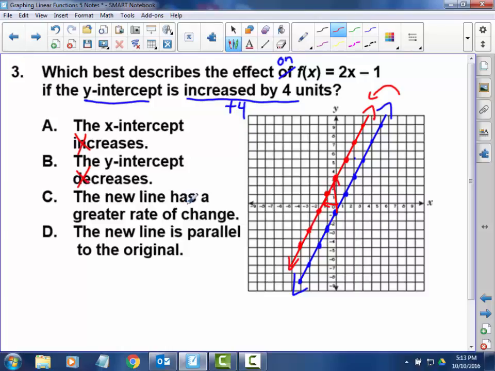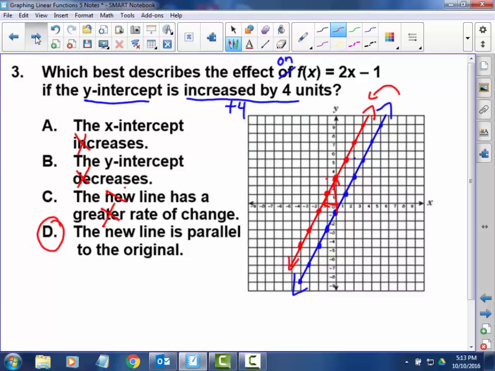Okay. The new line has a greater rate of change. Let's see. This rate of change was up 2 over 1. And let's see our new rate of change. Up 2 over 1. Nope, it's not greater. The new line is parallel to the original. Well, it should be this answer because we've eliminated the other choices. And as you can see, our line is 2 units apart at every point. So 2 units apart at every point means it's not going to ever intersect, which makes it parallel.